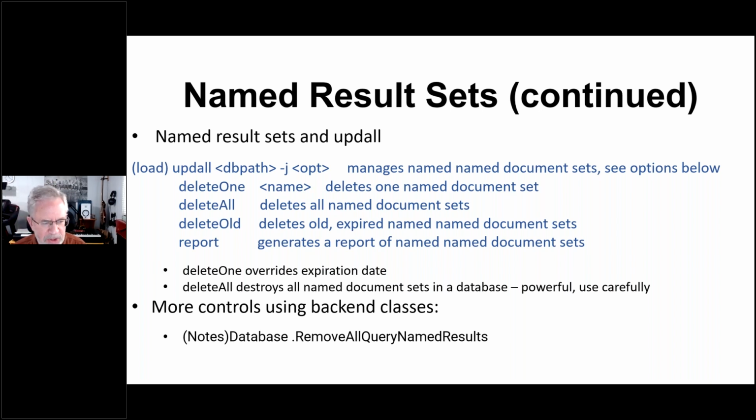I think this is pretty obvious. You can see that. Updall also has the help text that will show you this, so you should be able to see it. Yes, the backend classes do support remove all query named results. That's the same as delete all. Okay, so that's the administration part of this. They will expire normally. An Updall run will expire those, and whatever it finds that has expired will be thrown away.